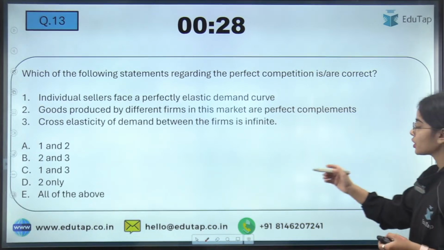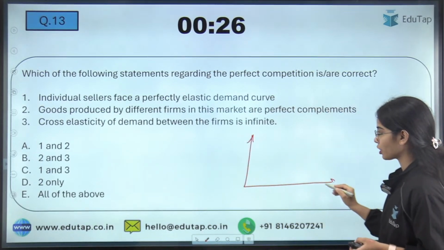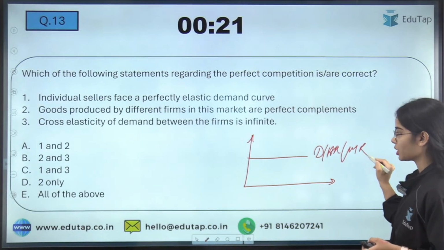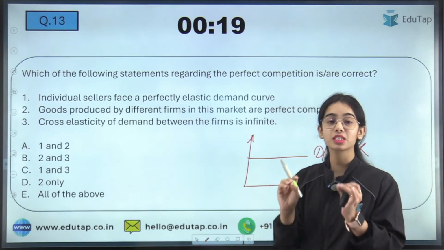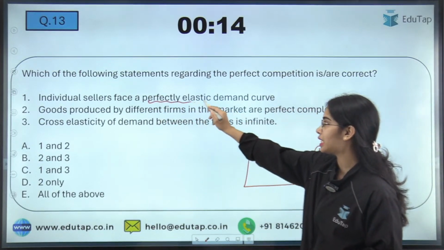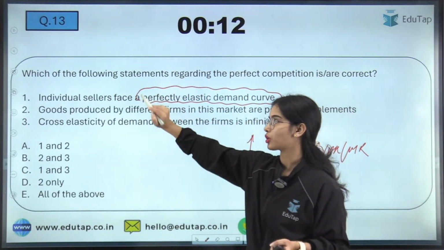So in perfect competition, the demand curve is horizontal. This is your demand curve, this is your average revenue curve, and this is your marginal revenue curve. The demand curve is horizontal, which means it is a perfectly elastic demand curve.